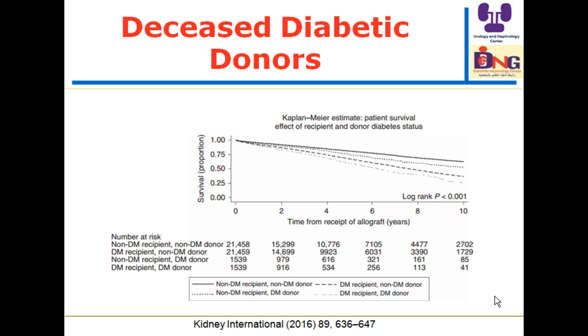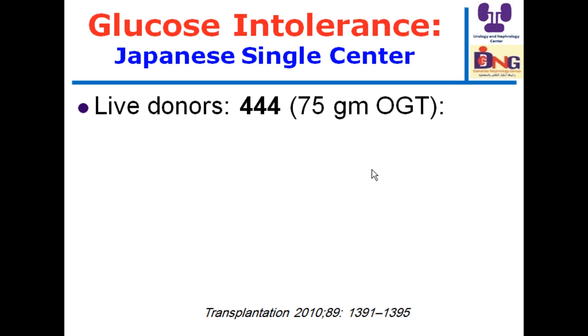And this is a Kaplan-Meier curve showing the best survival is for those non-diabetic kidney donor to non-diabetic recipient, and the lowest survival is for those diabetic donor to diabetic recipient. So this is in cadaveric donors and accepted. But in live donor kidney transplantation, as the European best practice guidelines stated, diabetes is considered a contraindication for donation. This is from Japan.